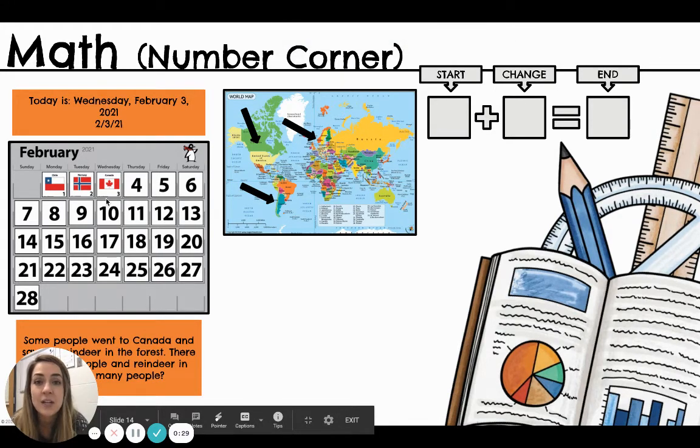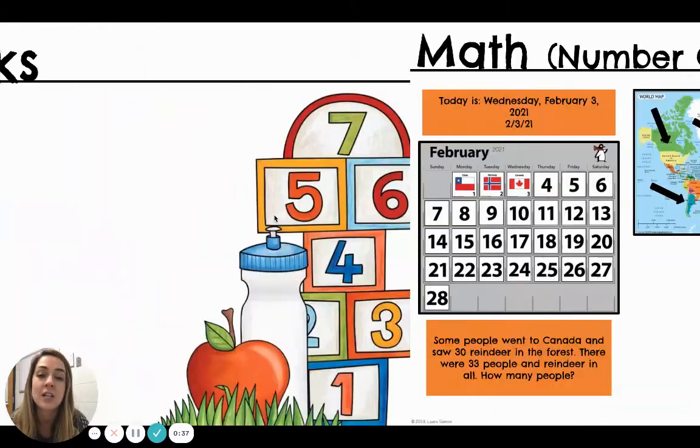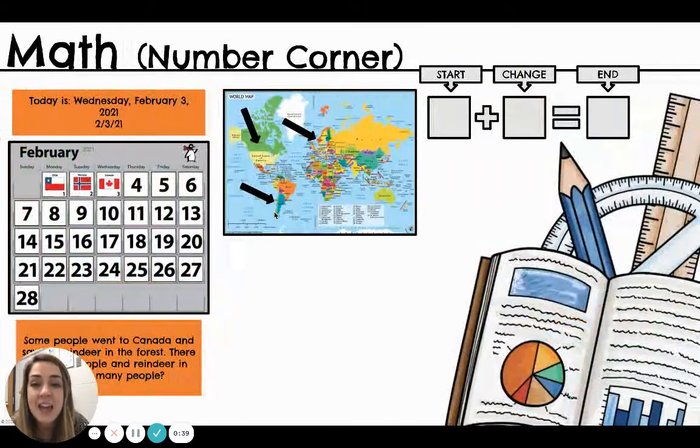It is from the country Canada, and I have added an arrow to our map. So remember that this is our world map. And the first day we had our country of Chile. And then yesterday we had a country of Norway. And then today we have a country of Canada.